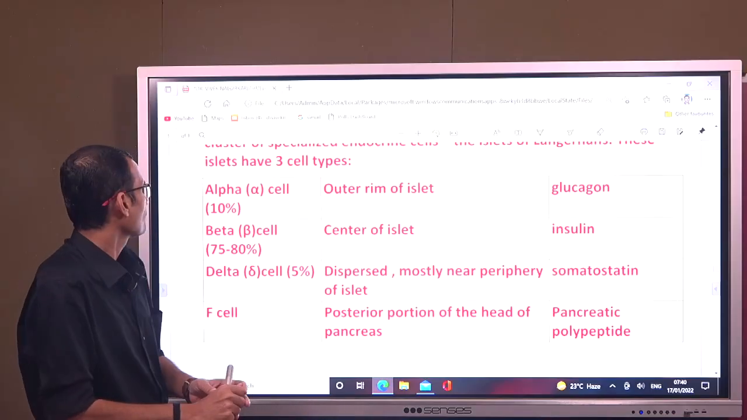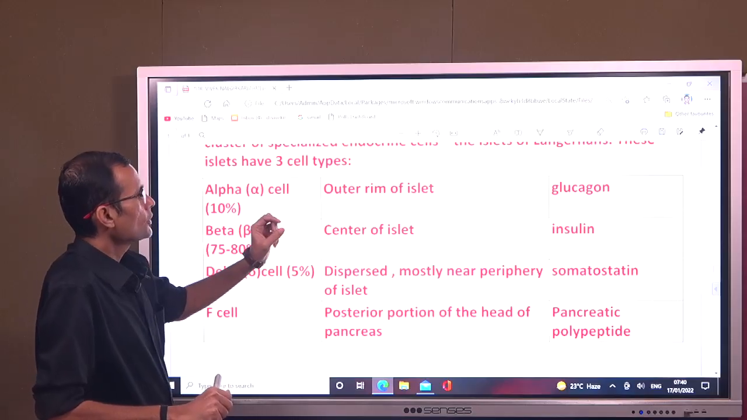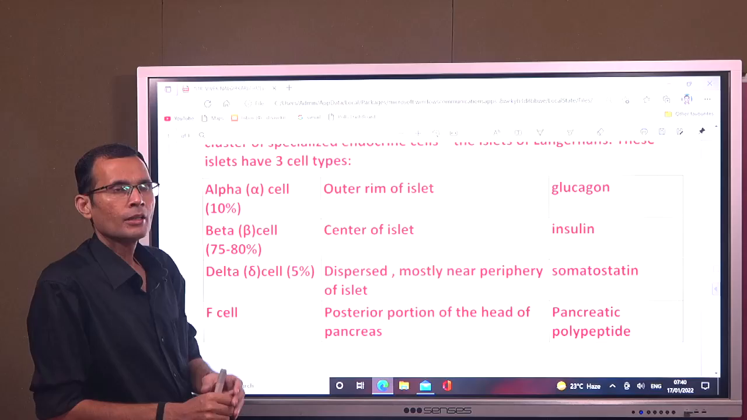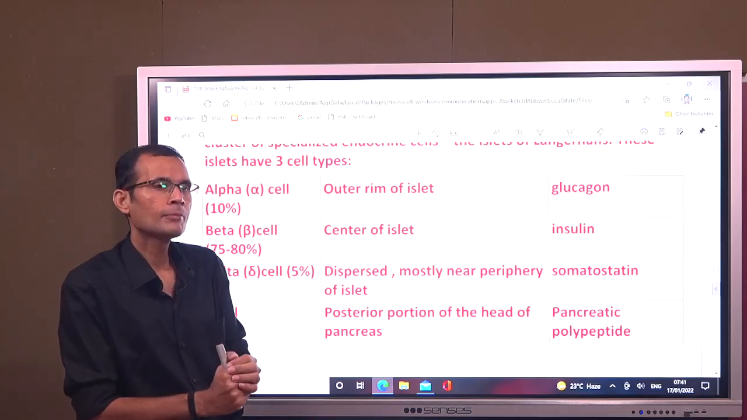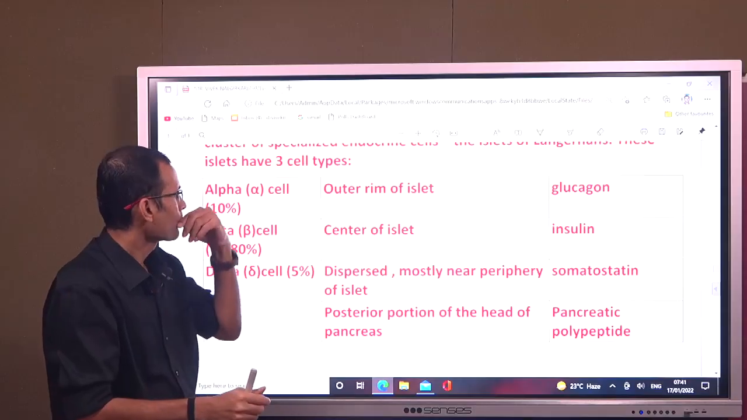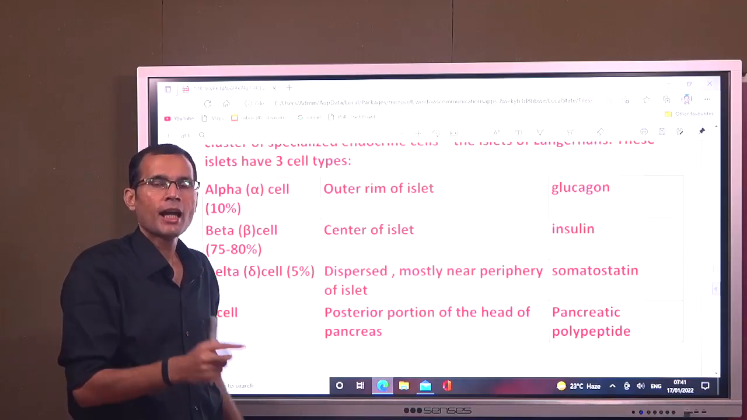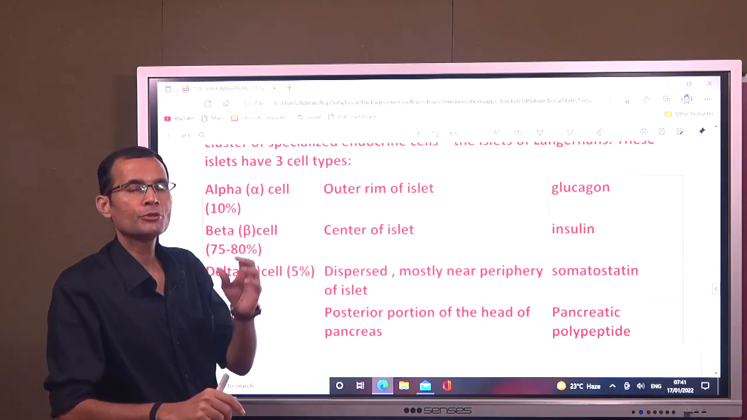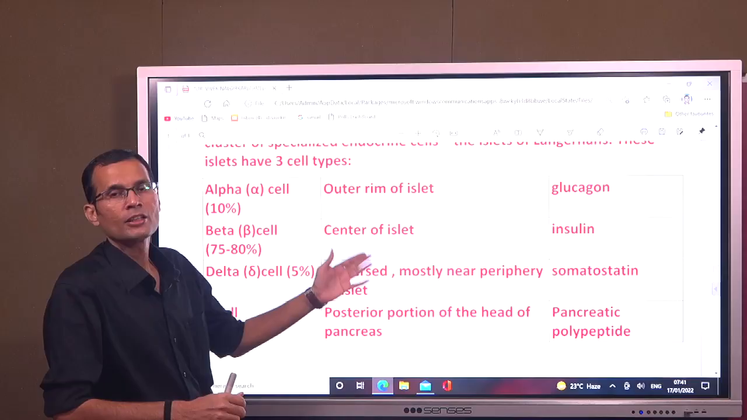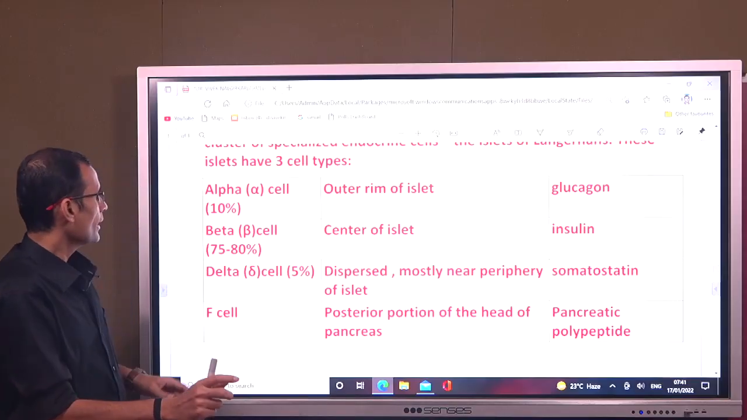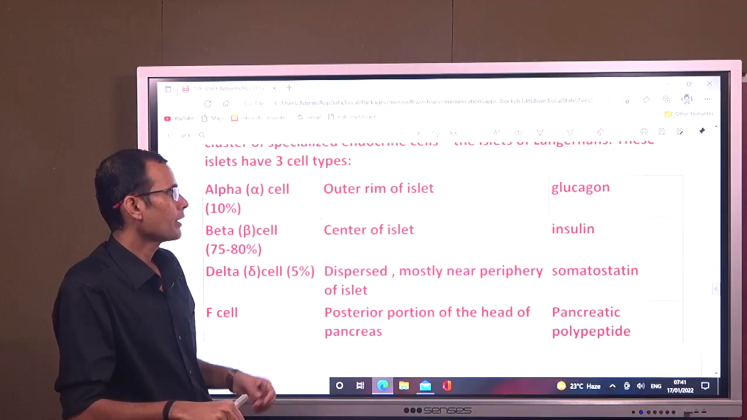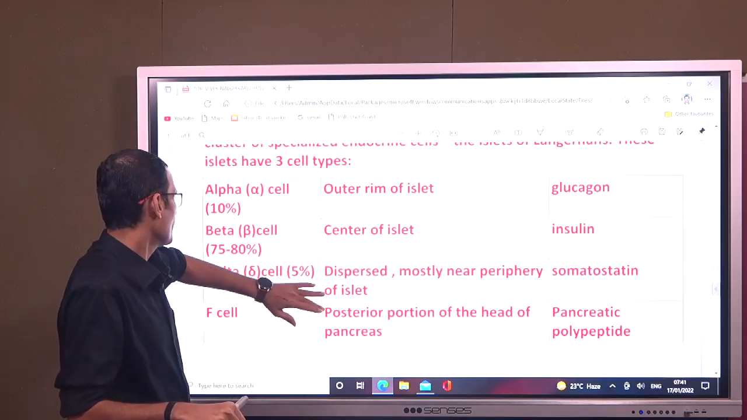Let's see the location. The alpha cell is in the outer rim of the islet. We are talking about the islets of Langerhans, and which cell is located in which part of that islet? The outer rim of the islet has the alpha cell. It constitutes about 10% of the total population, and it secretes glucagon. The beta cell, 75 to 80%, is in the center of the islet, and it synthesizes and secretes insulin.